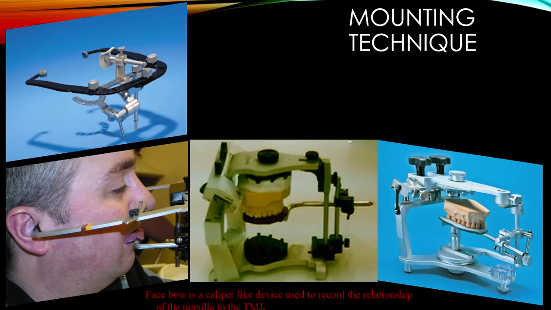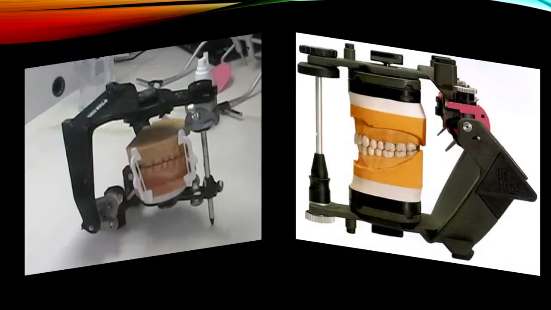The facebow helps us with mounting of the upper cast according to its relation to the condyle axis, intercondylar axis. The lower is then going to be mounted according to the centric. So upper and lower according to centric.